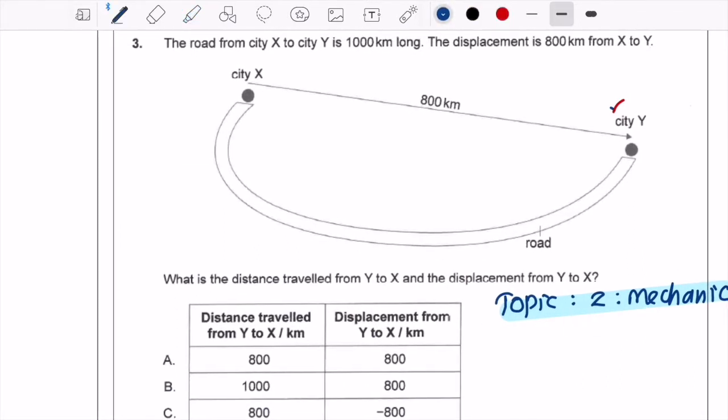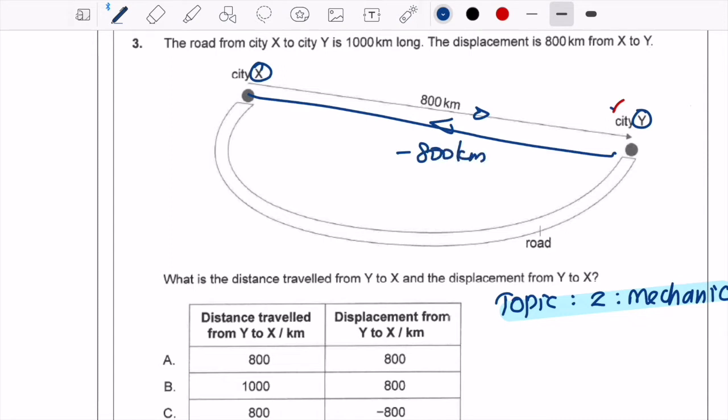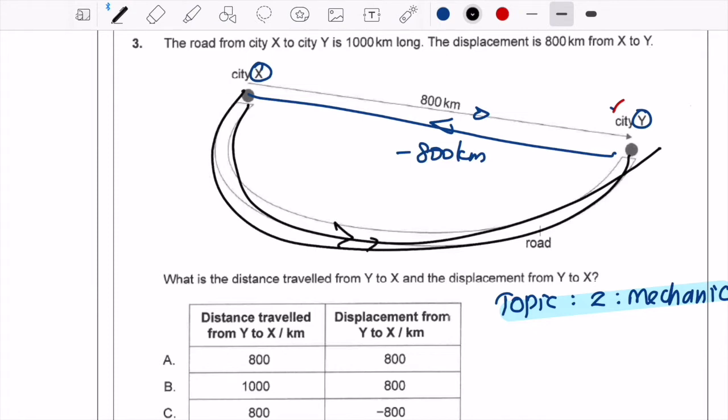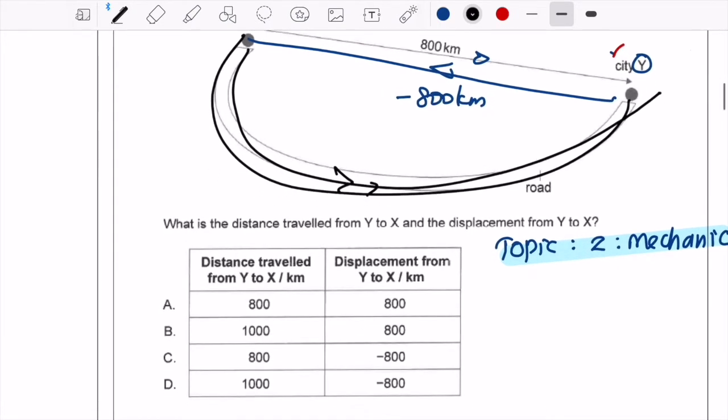Question number 3. Now if you go from point X to Y, your displacement is in this direction, right? But if you look at the same thing from Y to X, the displacement is minus 800, right? Distance on the other hand is distance. You go this way or you go this way, same length of the path, so distance does not change. So this question, distance has to be the same, but as the direction has reversed, displacement has to be minus 800. So answer is D.